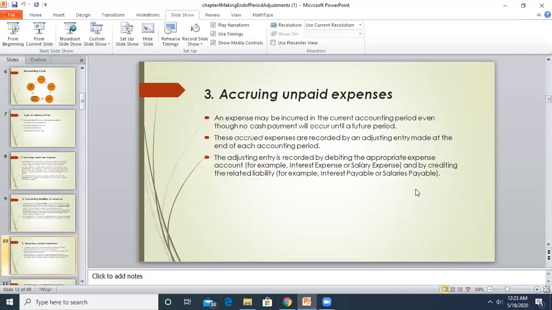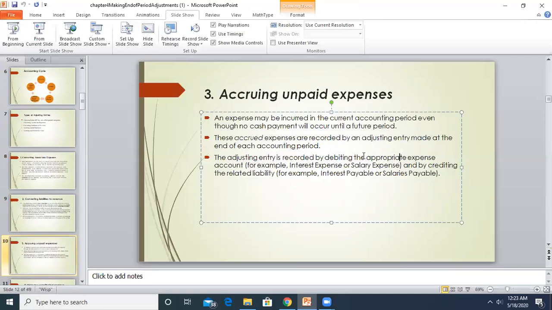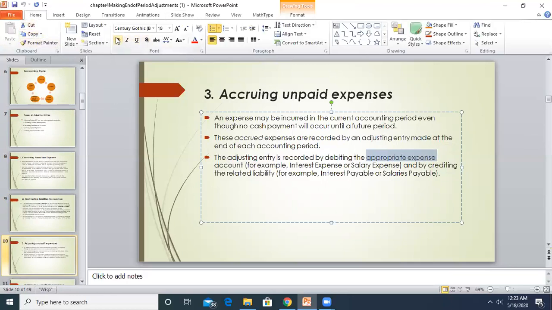The adjusting entry is recorded by debiting. So what is the treatment over here? You will debit the appropriate expense account. For example, if you have an interest expense or a salary expense, you will credit the related liability, for example, interest payable or salaries payable.